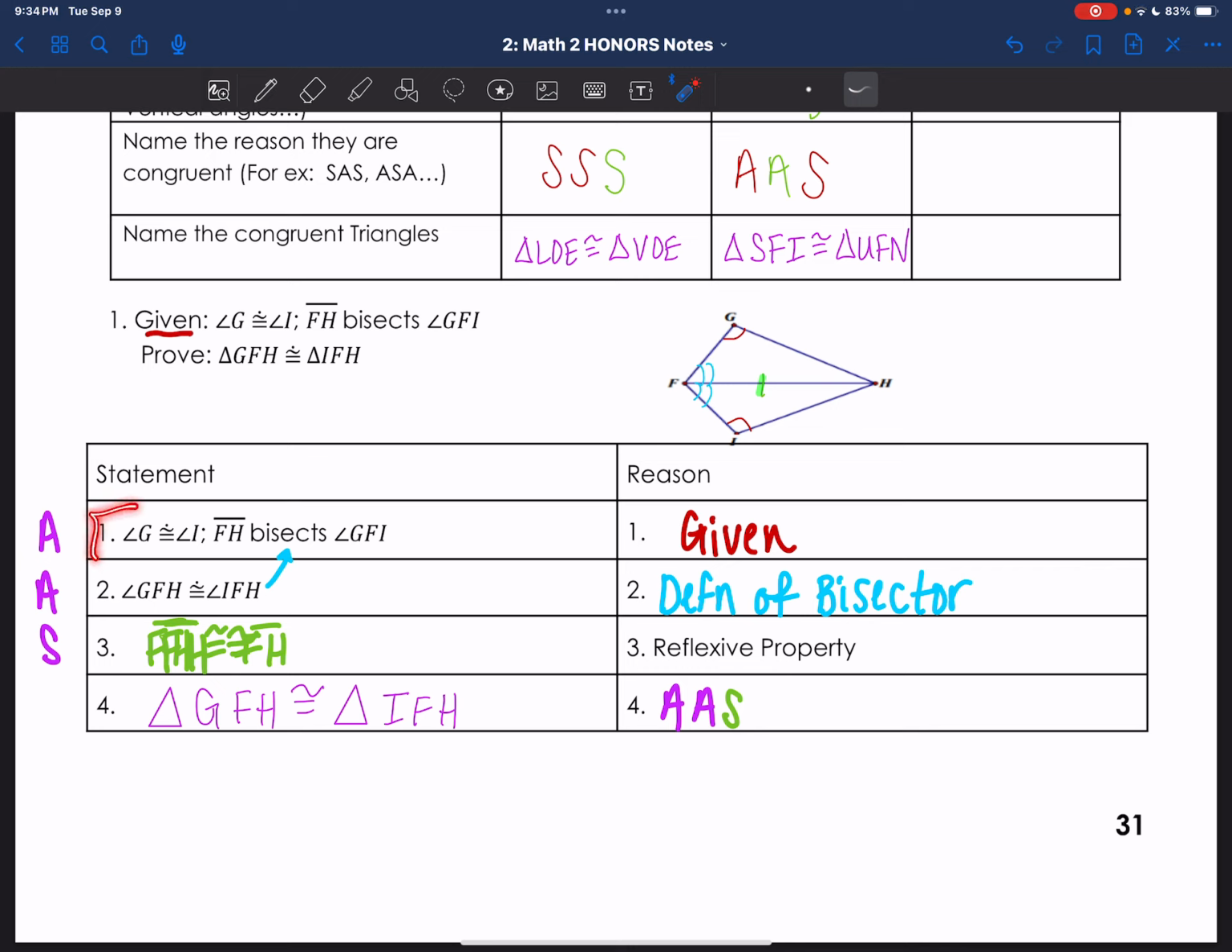If you notice, this is all provided up here. Now we have to know what in the world is a bisector. It says bisect, but what is it? It's telling us when you bisect it, we know angle GFH is congruent to angle IFH. And we know that because of the definition of a bisector.